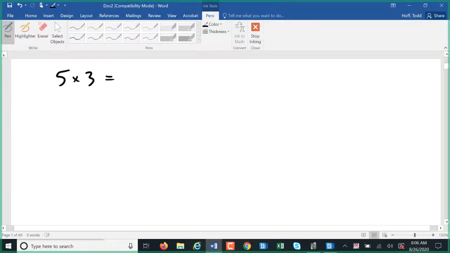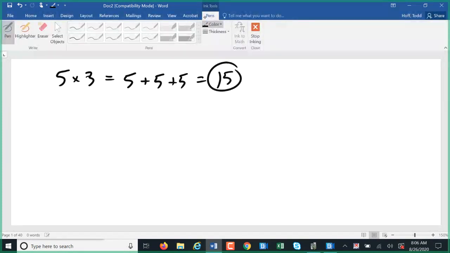So if you think back to first grade or so, when you started multiplying, 5 times 3, before we memorized our multiplication tables, and we just knew that that had to be 15. The way we figured that out was something like this. 5 plus 5 plus 5 is 15. We did repeated addition.